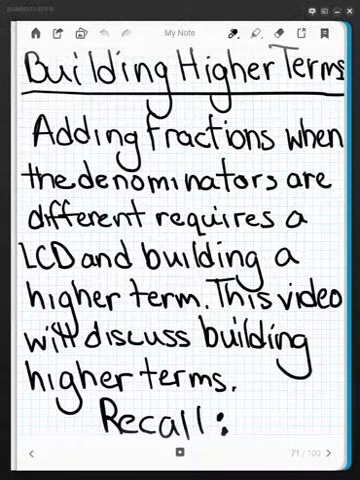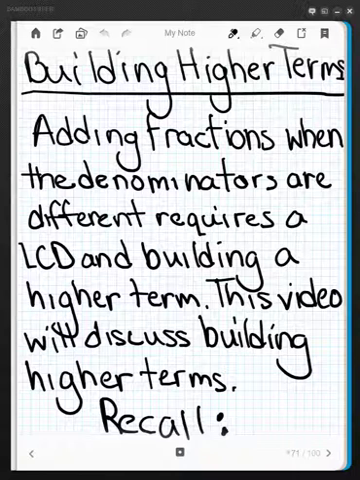This video is on building higher terms. Adding fractions when denominators are different requires a least common denominator, and we must build the higher terms to make a fraction that is equivalent to the original with that least common denominator. So this video is going to discuss building the higher terms.